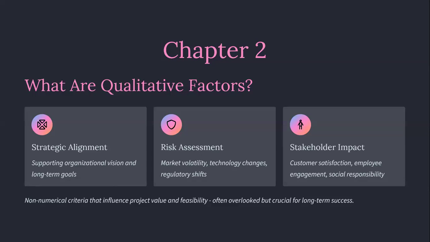So these are the three main divisions of qualitative factors. First, strategic alignment and ventures. Second, risk assessment from market, technology, and regulatory. Then, preferences and choice of shareholders.